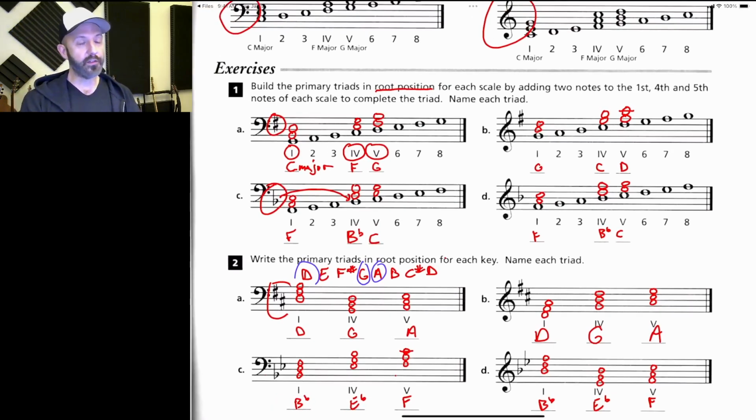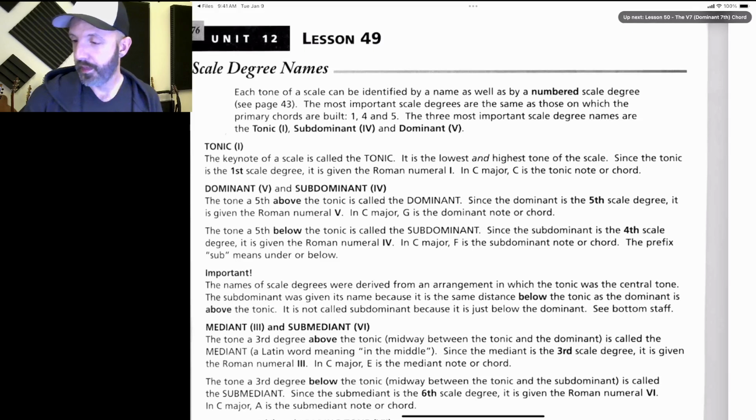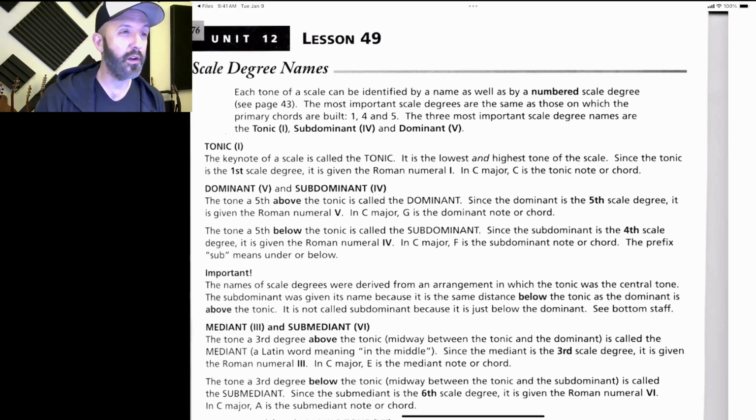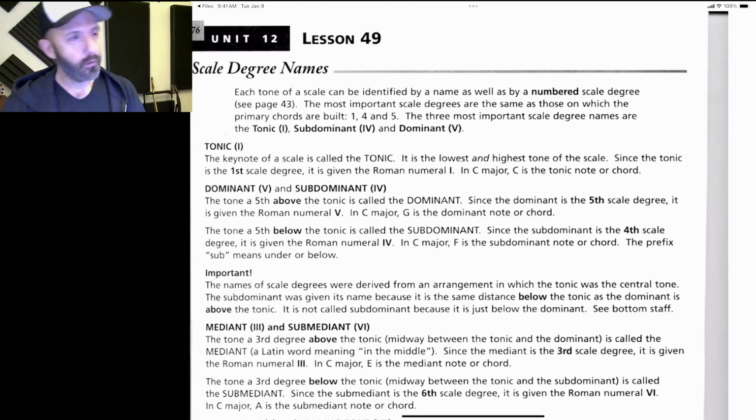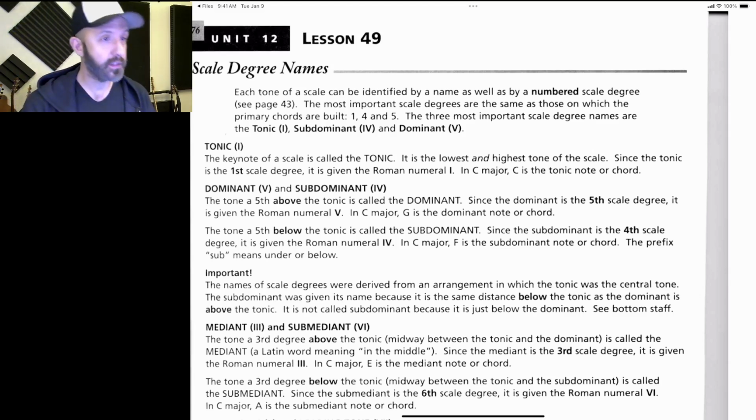So primary triads accomplished. Let's go on to the next page. This one's a little weird because they don't give you any questions, but I promise you, you're going to need to know all these names for sure for the test. So let's kind of talk through these, and then I'll maybe give you a visual that can help out. So we talk about the 1 chord, the 4 chord, and the 5 chord. Well, they have alternate names, scale degree names, right?